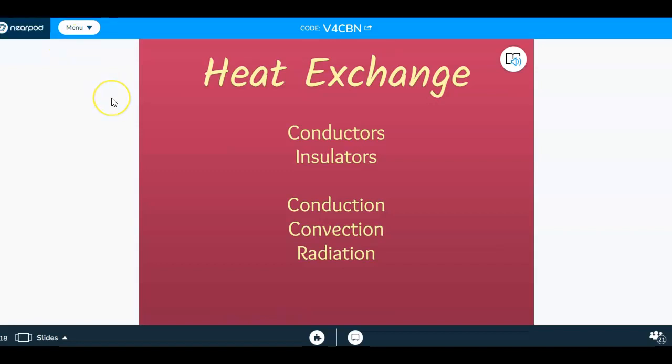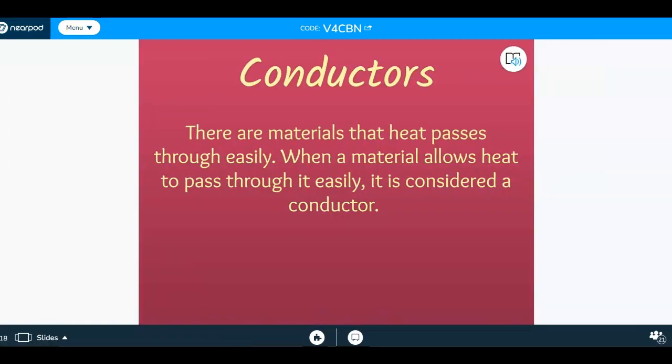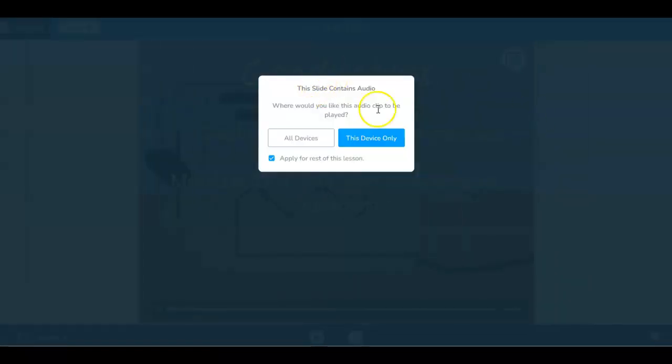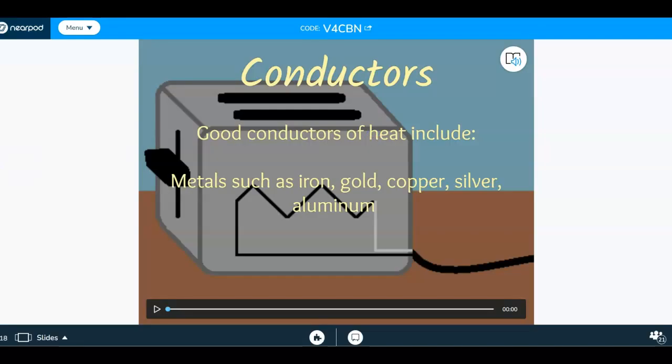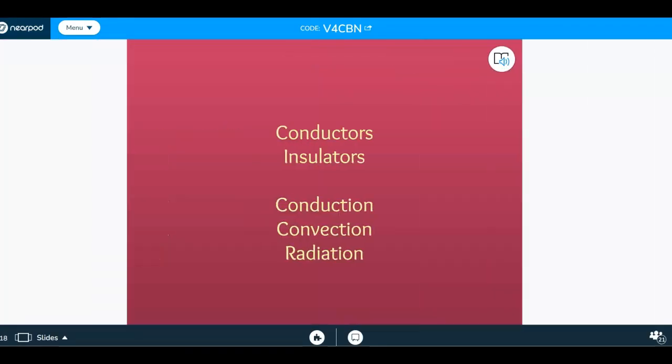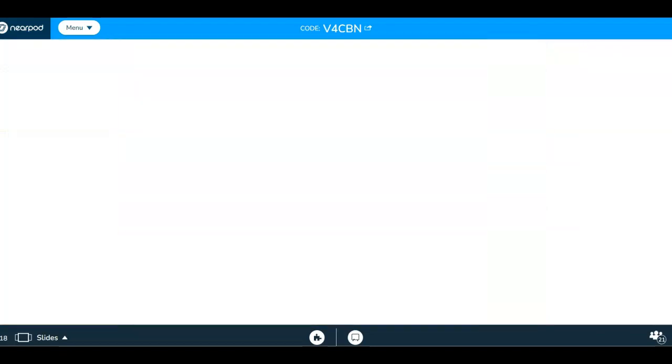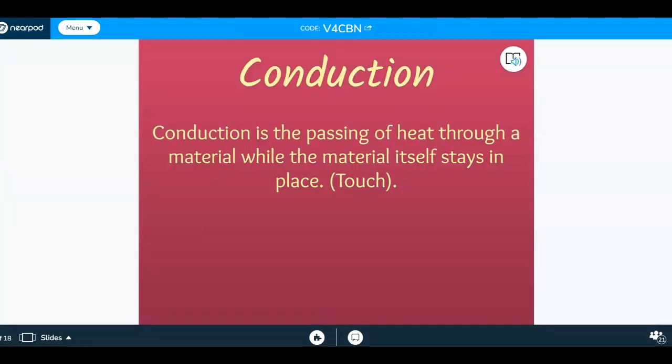All right, so as we look at heat exchange, which will obviously be a giant portion of the test, I want to start with conduction. Conduction will definitely be a part of the test. We know that conduction is heat when it passes through a material, like by touching.